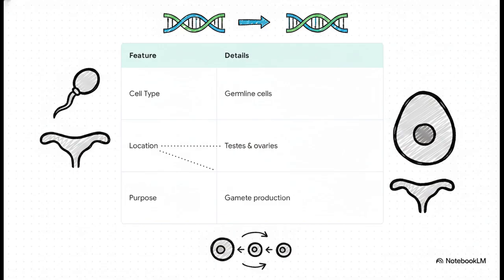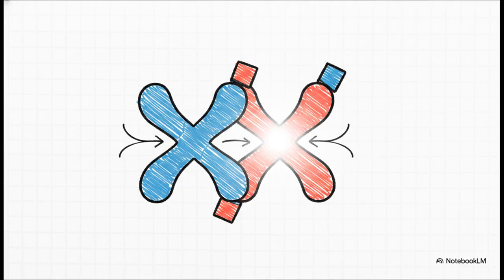It fundamentally cuts the chromosome number in half, so that when two gametes eventually combine, the resulting organism has the exact correct amount of DNA. And this next part brilliantly illustrates exactly how you get your unique traits. If we magnify a very specific stage of meiosis called prophase 1, we see this phenomenal molecular event.